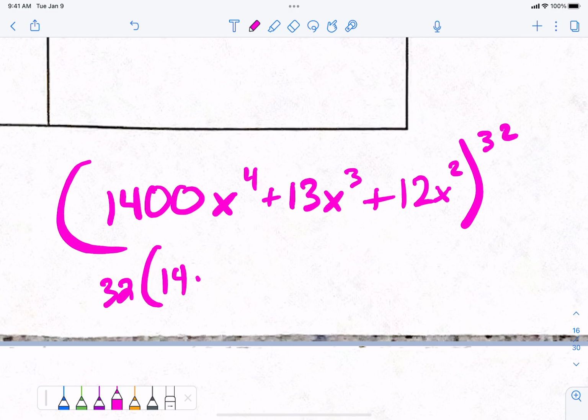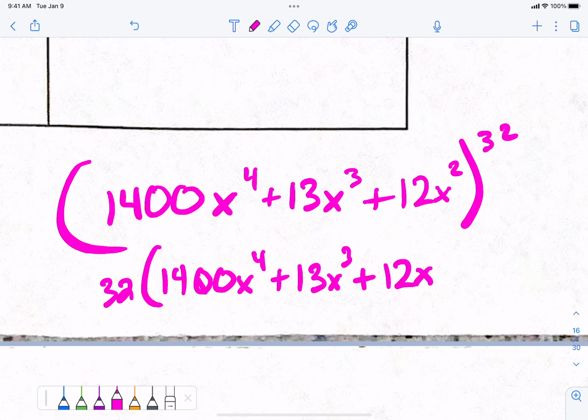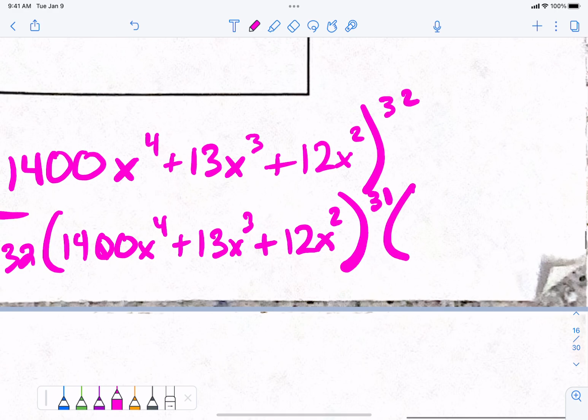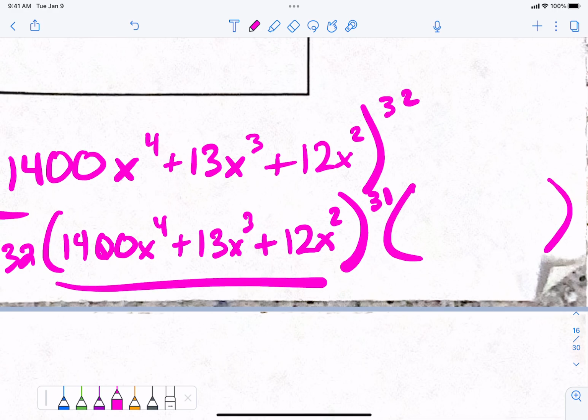I leave this stuff, 14x to the 4th plus 13x to the 3rd plus 12x squared, and now it's to the 31st power. But now I have to multiply by the derivative of this, which is whatever the derivative of that is: 56x to the 3rd plus 39x to the 2nd plus 24x.